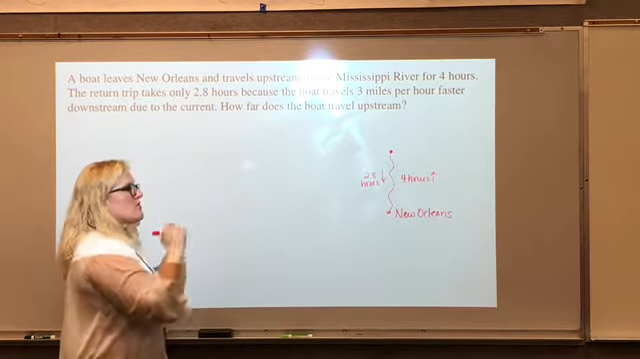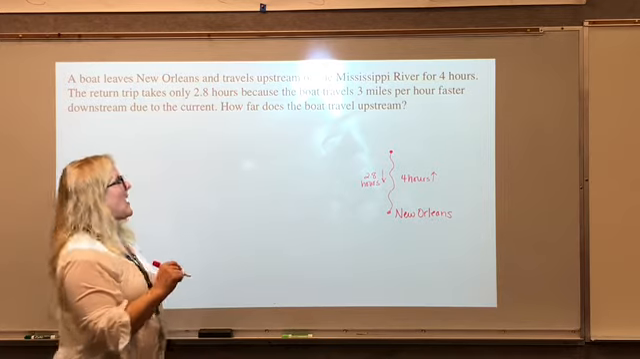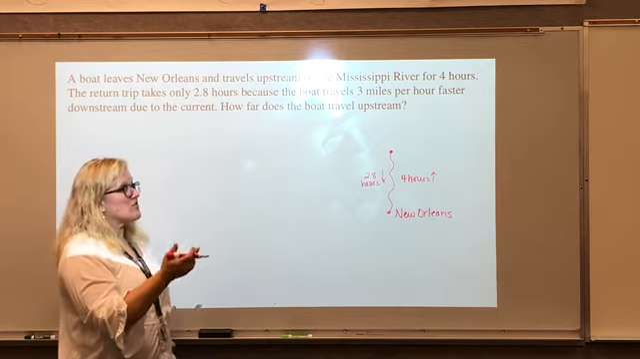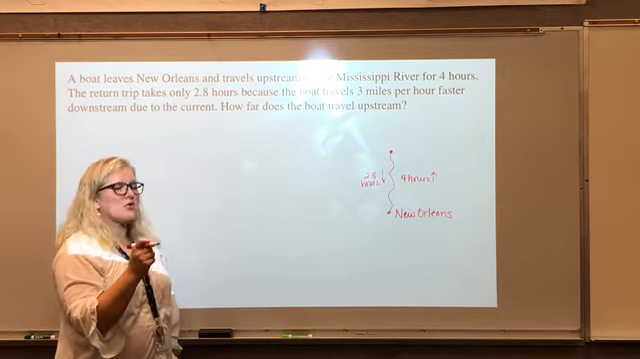Okay, the return trip only takes 2.8 hours because the boat travels 3 miles per hour faster. And that makes sense, right? Up current, down current. All right, 3 miles per hour faster downstream due to the current. Okay, how far does the boat travel upstream?